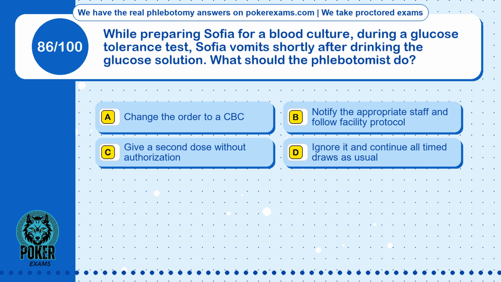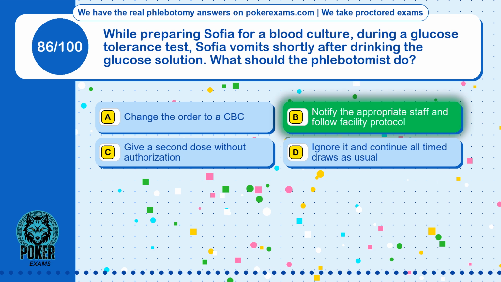Question 86. While preparing Sophia for a blood culture, during a glucose tolerance test, Sophia vomits shortly after drinking the glucose solution. What should the phlebotomist do? Option A. Change the order to a CBC. Option B. Notify the appropriate staff and follow facility protocol. Option C. Give a second dose without authorization. Option D. Ignore it and continue all timed draws as usual.